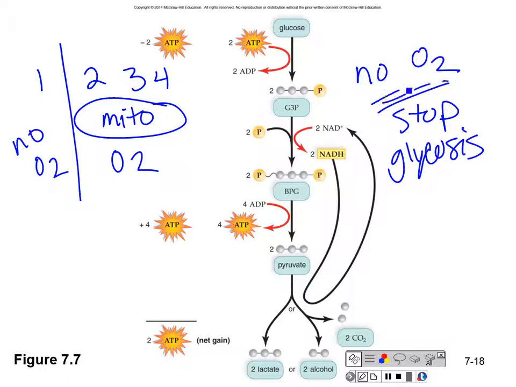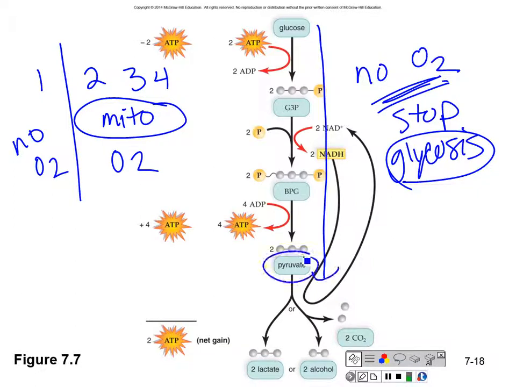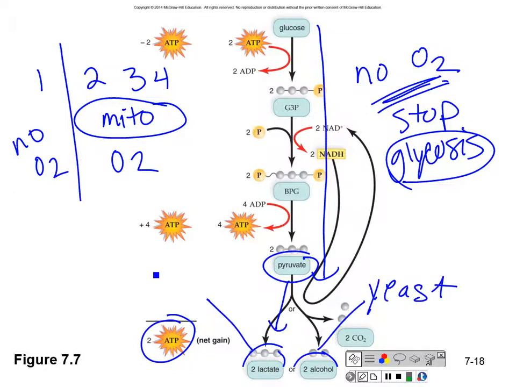So if you have no oxygen, or if you don't have a sufficient amount of oxygen, what's going to happen is the glucose is going to break down still into pyruvate. You're only going to get a few ATPs. If you remember, you only get 2 net from glycolysis. But this pyruvate can be broken down into lactate or into alcohol depending on the organism. So alcohol if we're talking about yeast, and lactate if we're talking about animal cells.